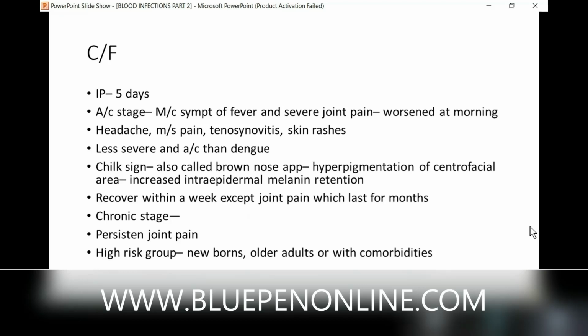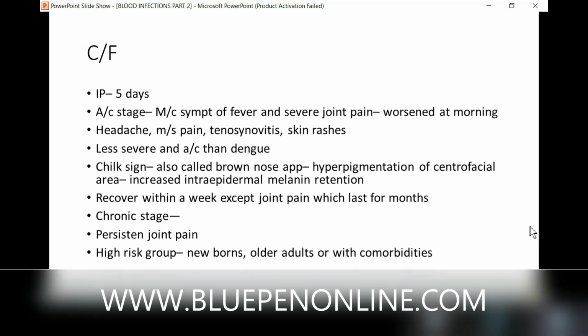Usually they will not give chikungunya for 10 mark questions. They'll usually give it for 5 marks or 3 marks. They'll directly ask you to write a short note about chikungunya fever. Mostly they'll ask you for 2 mark questions, and you just need to know the symptoms. The most common symptom is fever with severe joint pain which worsens at night, and there will be headache.